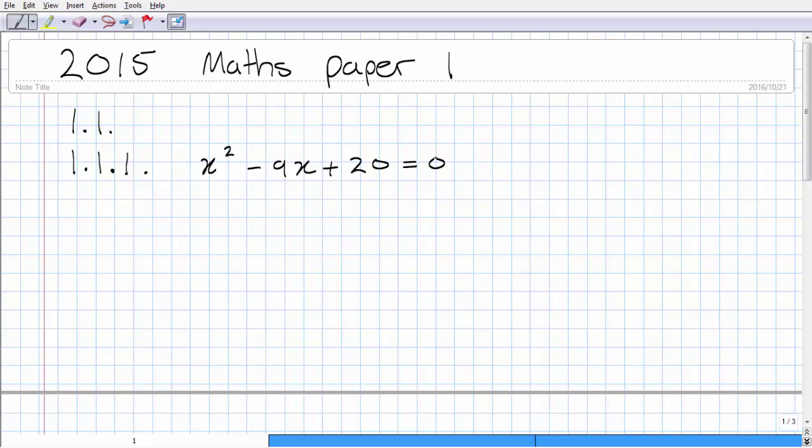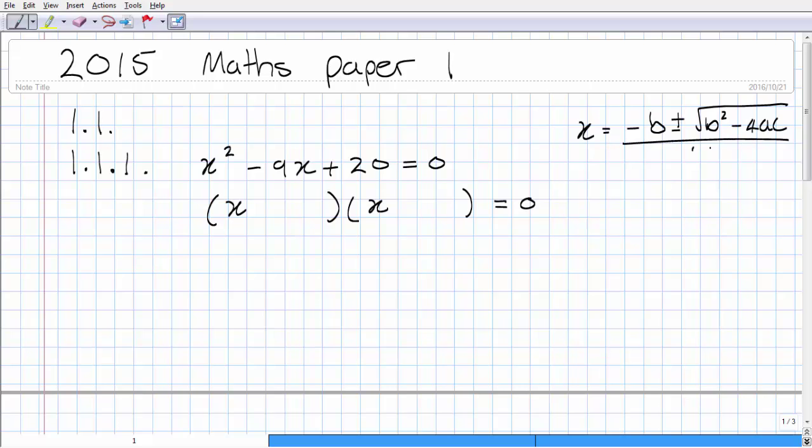If we look at this, there's a couple of ways we can do it. If you want to use your calculator, just remember that this one specifically is quite simple, so we can just use our calculator. Just remember the formula: x equals negative b plus minus the square root of b squared minus 4ac, divided by 2a. So you can either use that formula, or you can just plug it into the calculator.